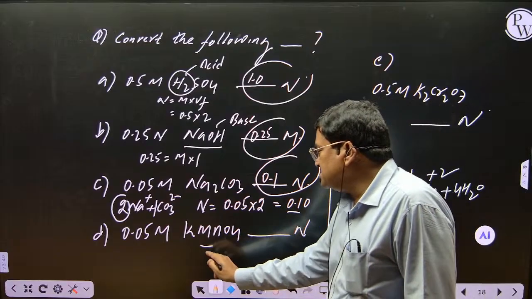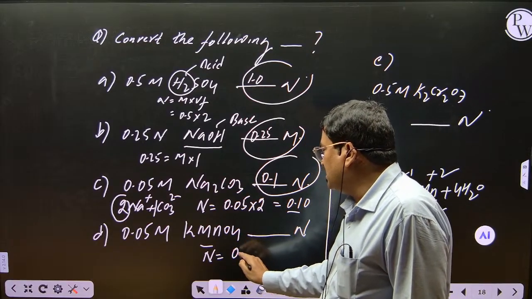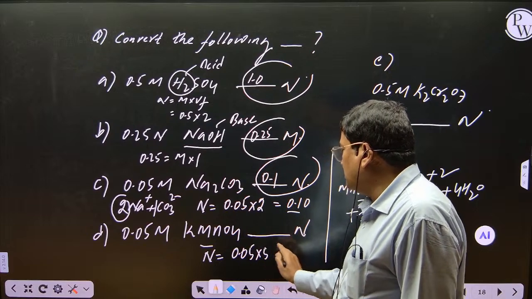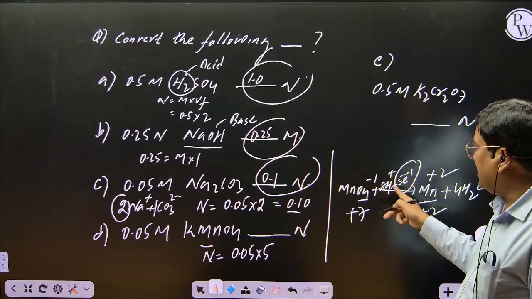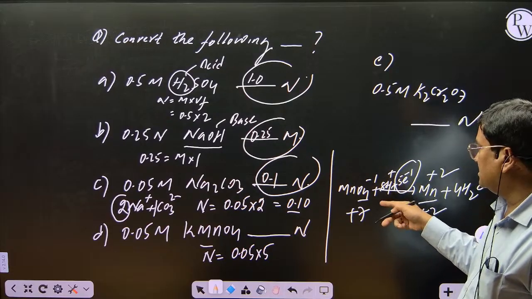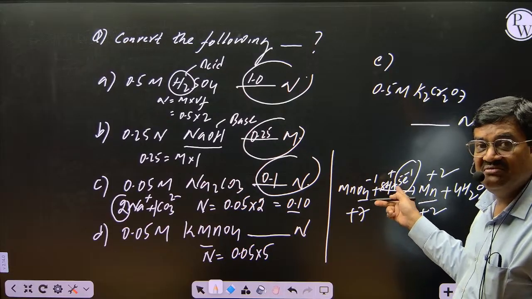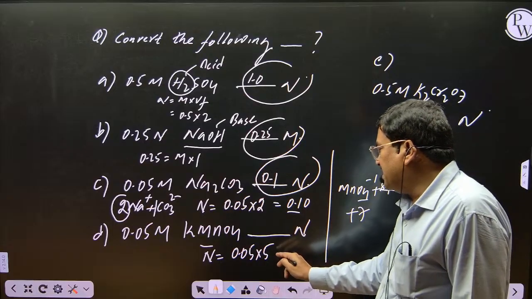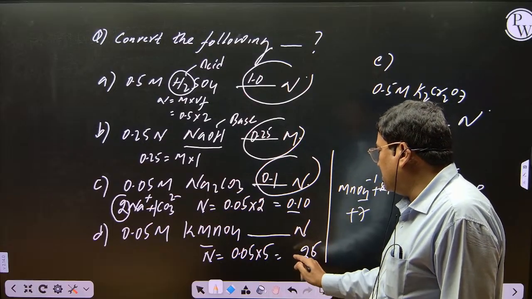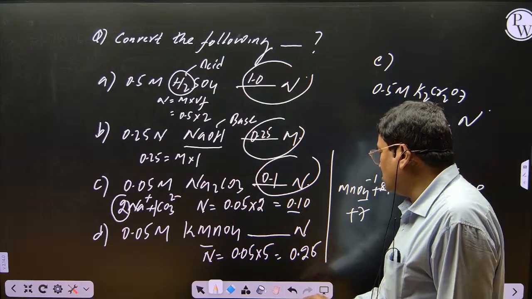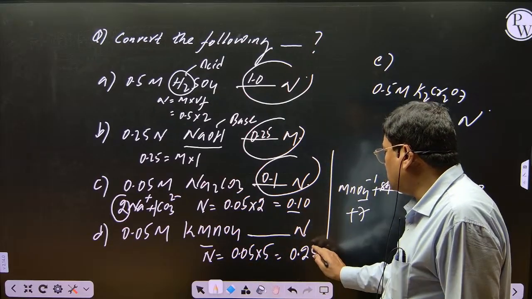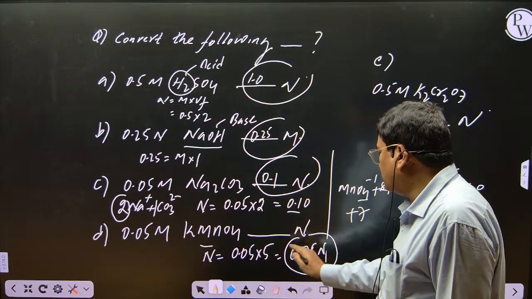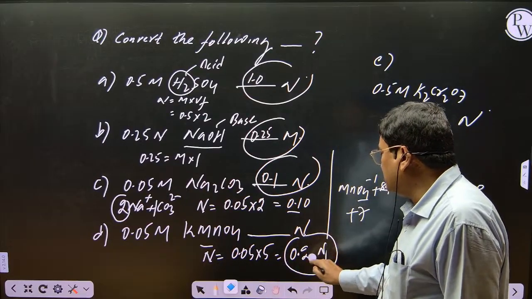Now what is the relation? Normality is equal to molarity, given 0.05, into 5. Why have I taken 5? Because the n factor here is 5. 5 electrons have been added. The one that undergoes reduction gains electrons. So 5 fives are 25. Put decimal after 2 digits. So answer will be 0.25 normal. Understood students? 0.25 normal. Clear for all?